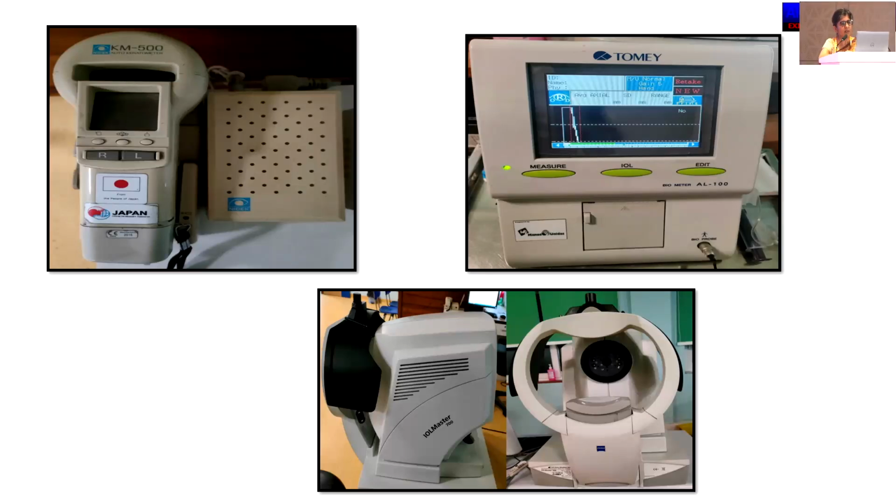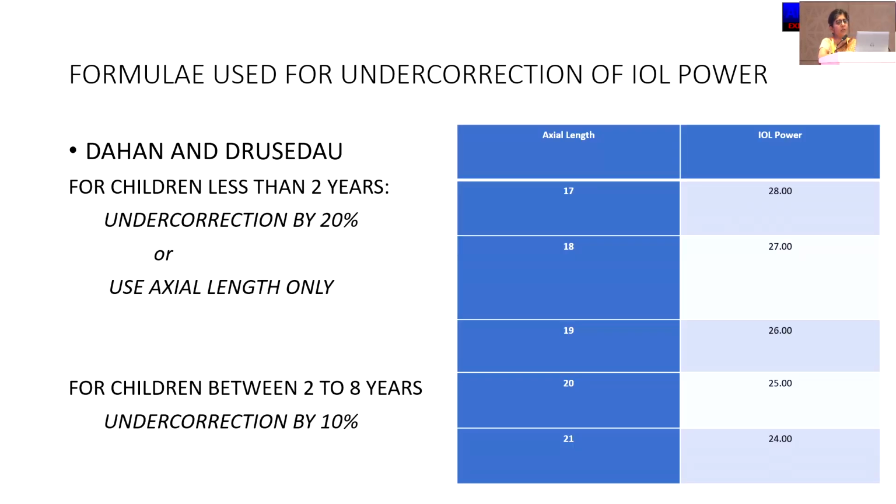This was just pictures of the instrumentation used for calculating the IOL power. So I'll just emphasize the formulae which were used for calculation of the power. As you're aware, we tend to leave the child hypermetrope so that as the child grows and the eye elongates, there is a myopic shift. How much to leave the child hypermetrope is the challenge.